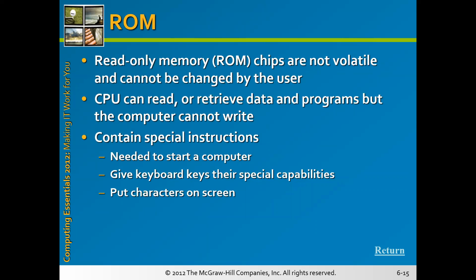ROM, also called firmware, is a permanent memory in a computer system. ROM chips are non-volatile and cannot be changed by the user. The CPU can read or retrieve data and programs, but the computer cannot write. It contains special instructions, for example, those needed to start a computer, give keyboard keys their special capabilities, and put characters on the screen.